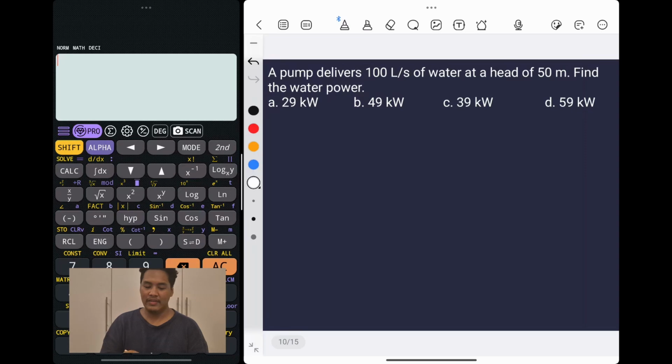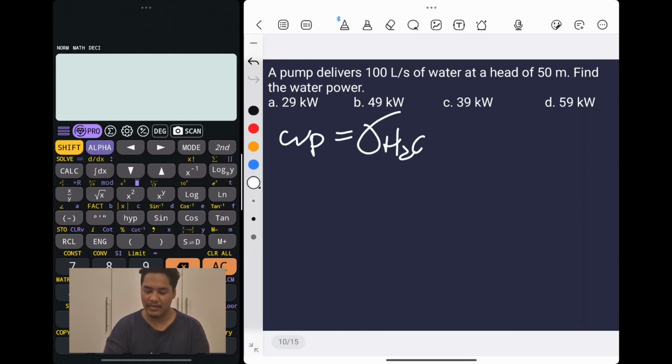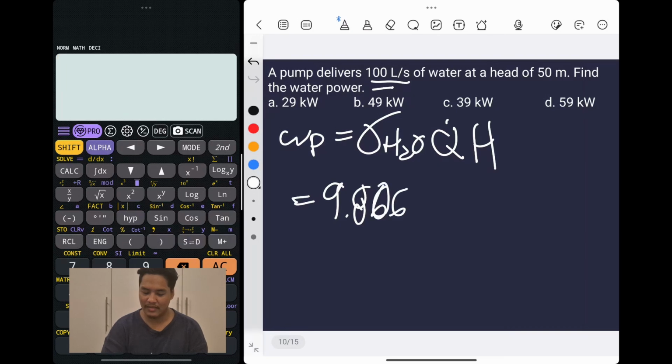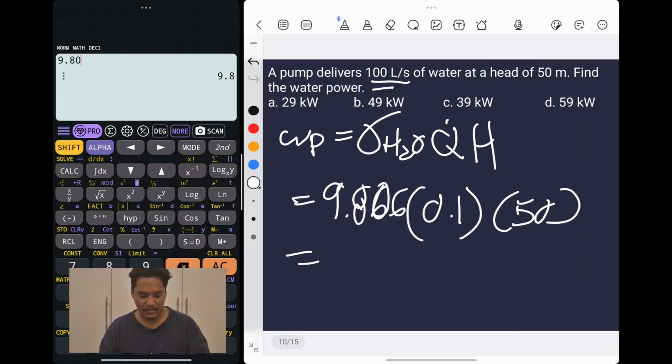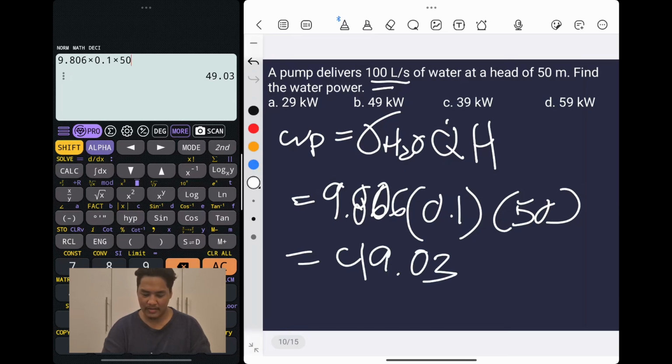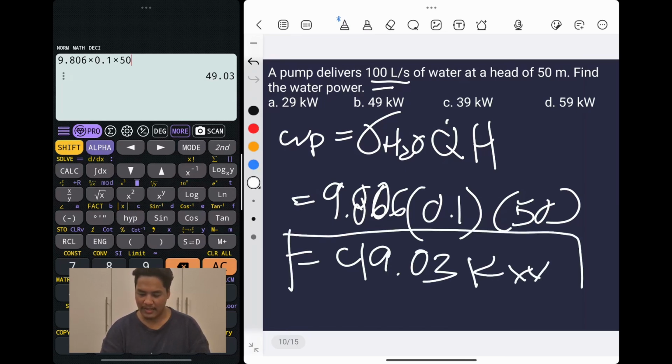Okay, so for our first problem, a pump delivers 100 liter per second, or equivalent to 0.1 cubic meter per second of water at a head of 50 meter. Find the water power. So WP or water power is equal to gamma ng H2O kasi water, tapos yung ating volumetric flow rate, which is equivalent lang siya sa 0.1, and ang ating head. Yan lang yan. So it's equal to 9.806 times 0.1 times 50 is equal to 49.03 kilowatts. Ganyan lang siya kasimple.